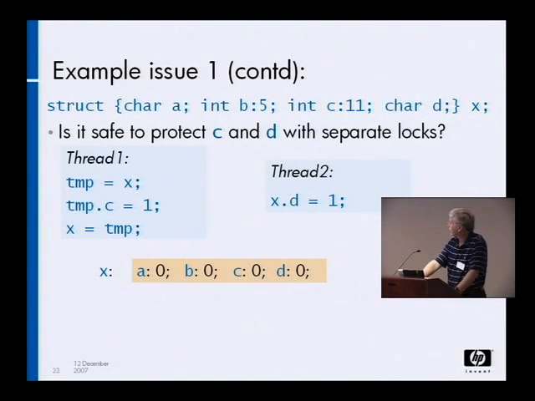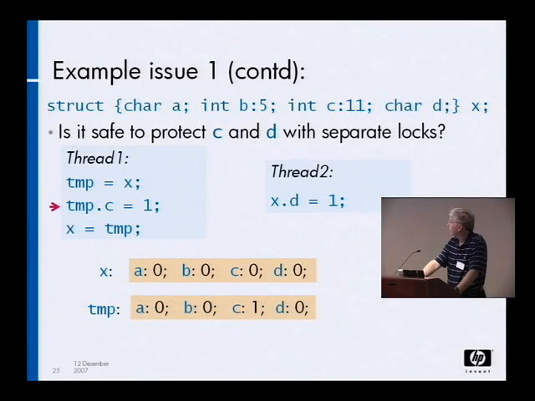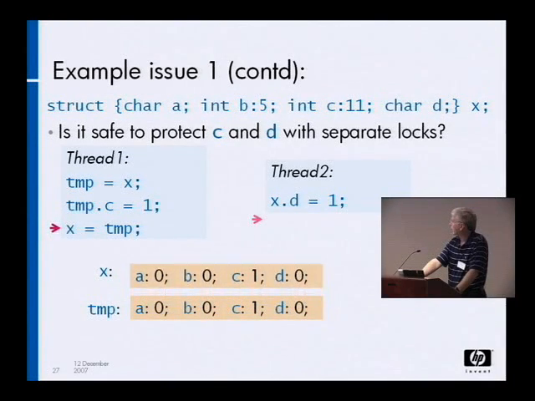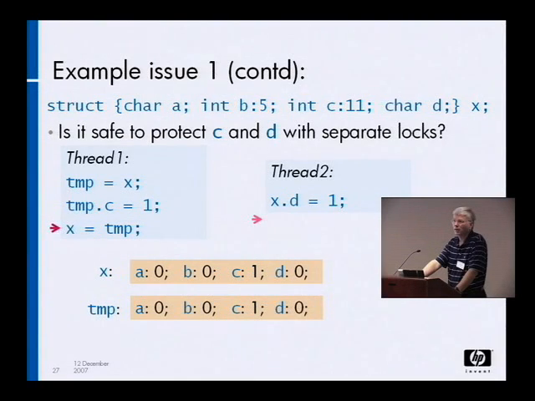If we look at how this can actually be executed, we copy X into a temporary. We update the C bit field in the temporary. Now we assign to the D field in the other thread. We copy the temporary back to X, and we've just overwritten the update to D. So as a result, I've lost the effect of thread 2.